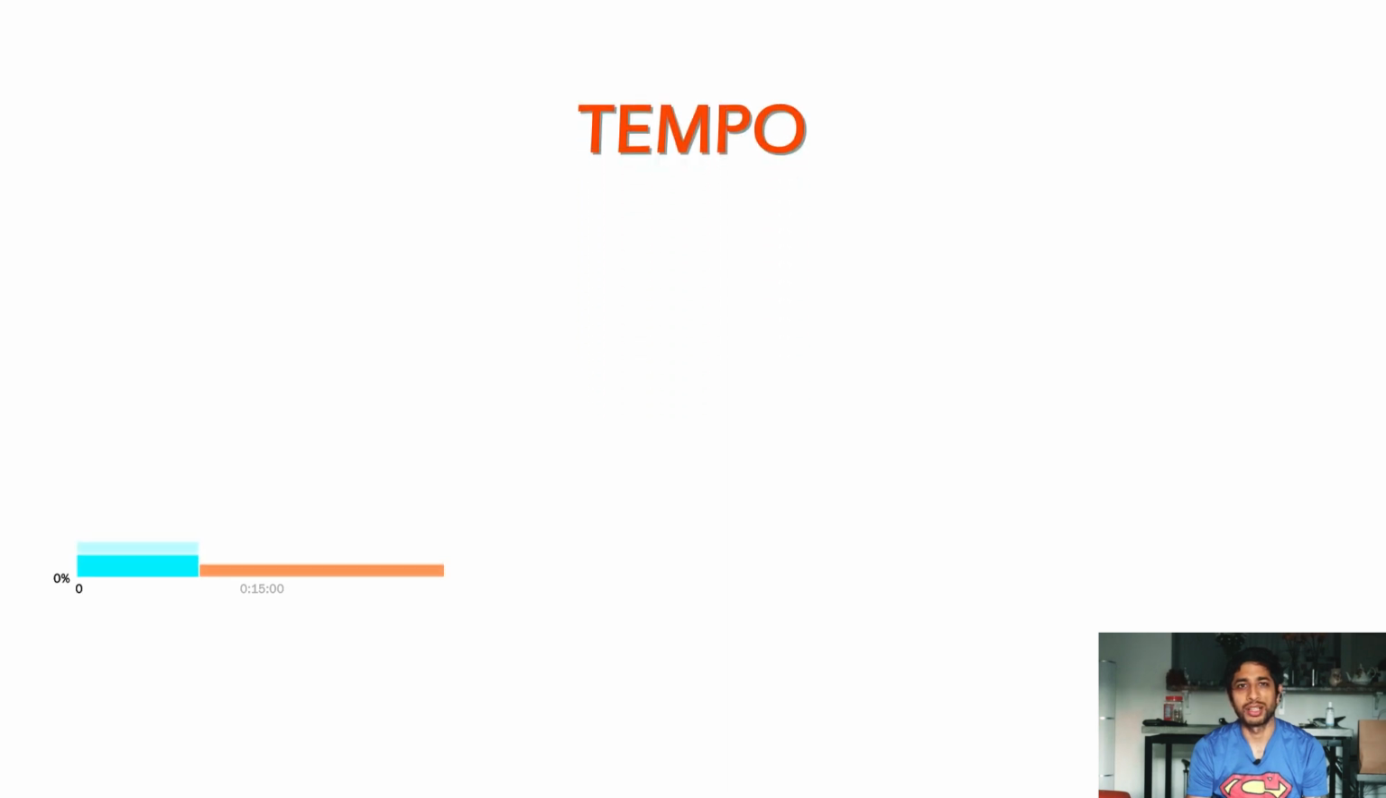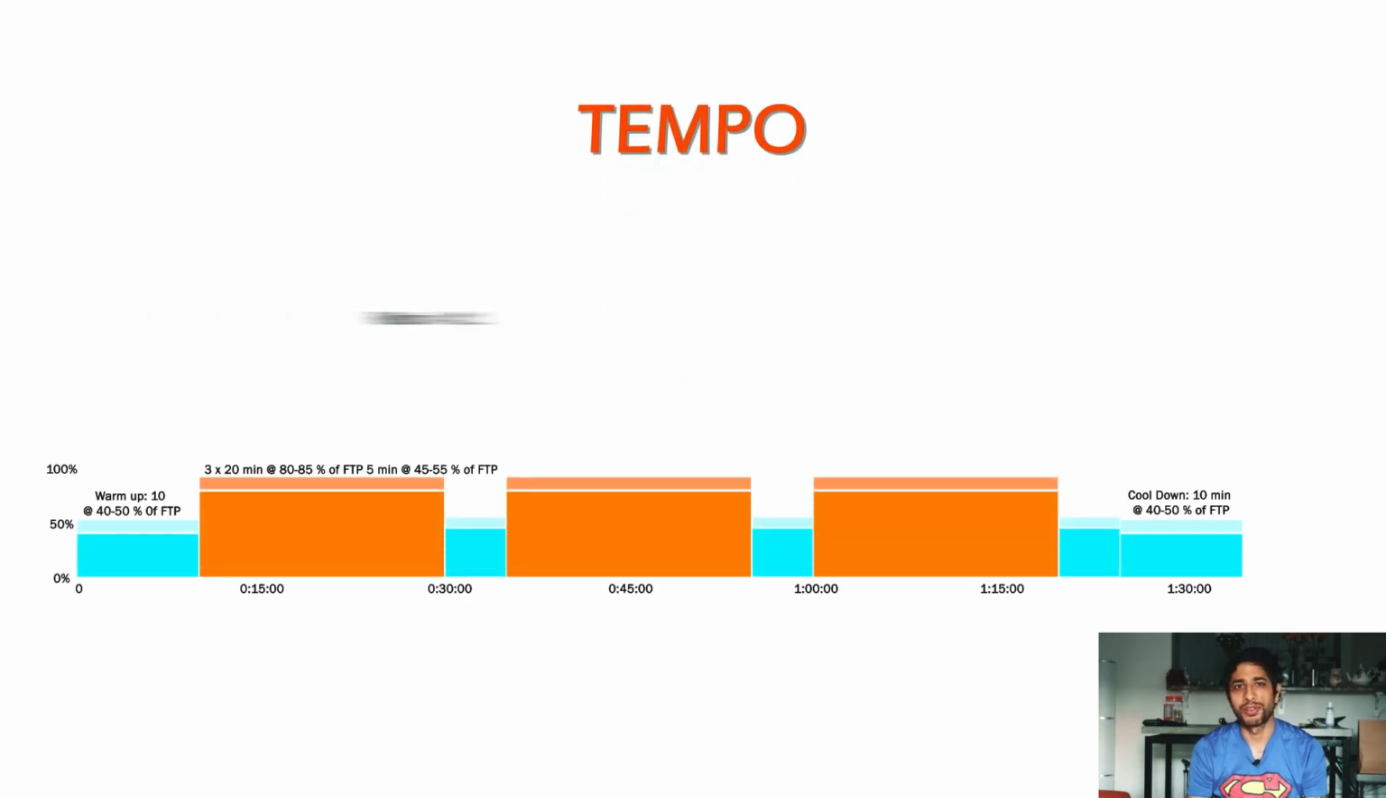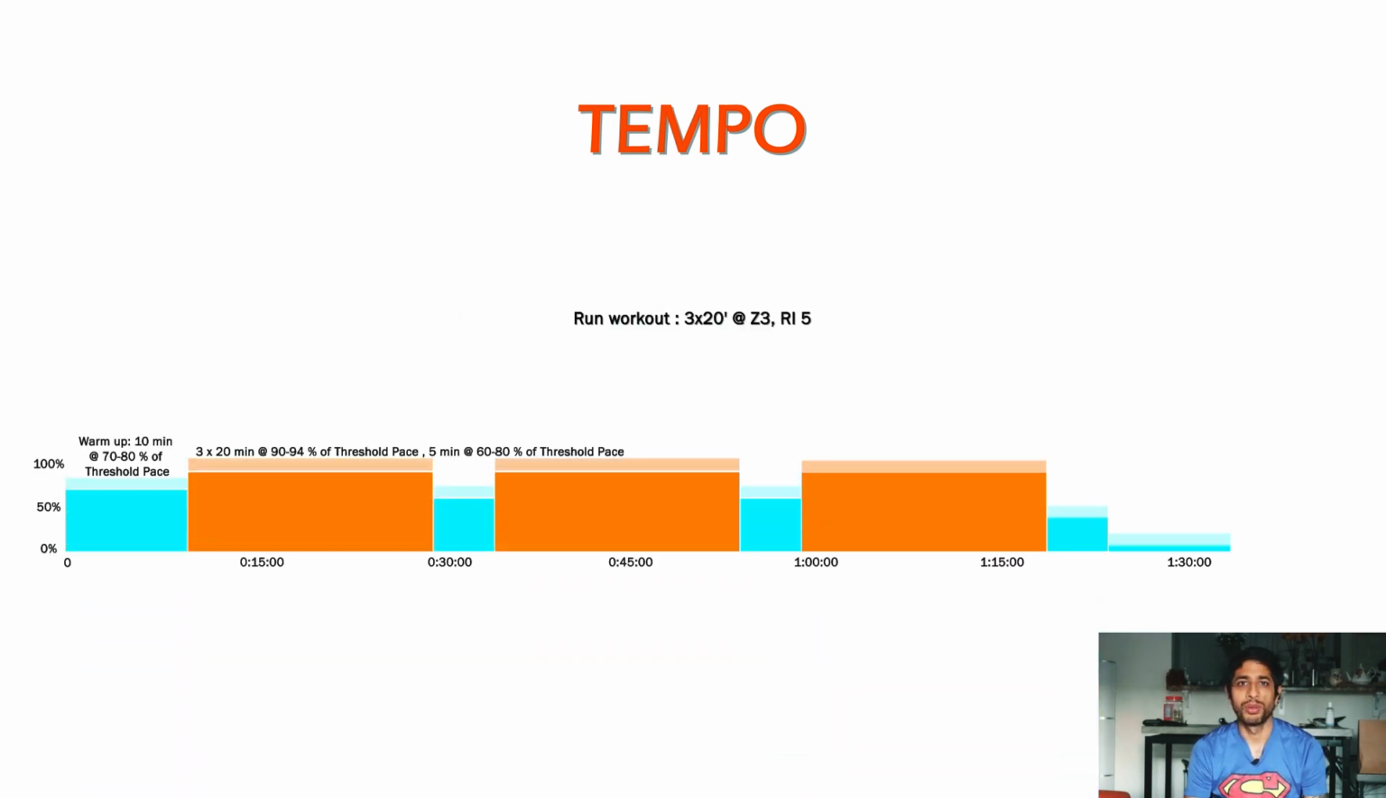The next interval is what we call tempo intervals. These are generally done at zone 3, have a ratio of 4:1 and are at least 20 minutes long. So on the bike, you could do a session such as 3 by 20 minutes at 80% FTP, and you can take a 5-minute recovery. At the same time, you can do this exact same session on the run where you do 3 by 20 minutes at zone 3 pace and you take a 5-minute recovery.